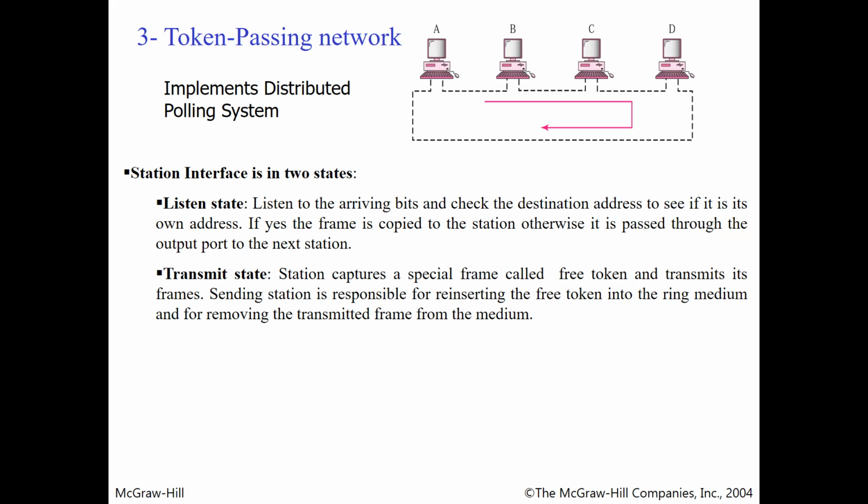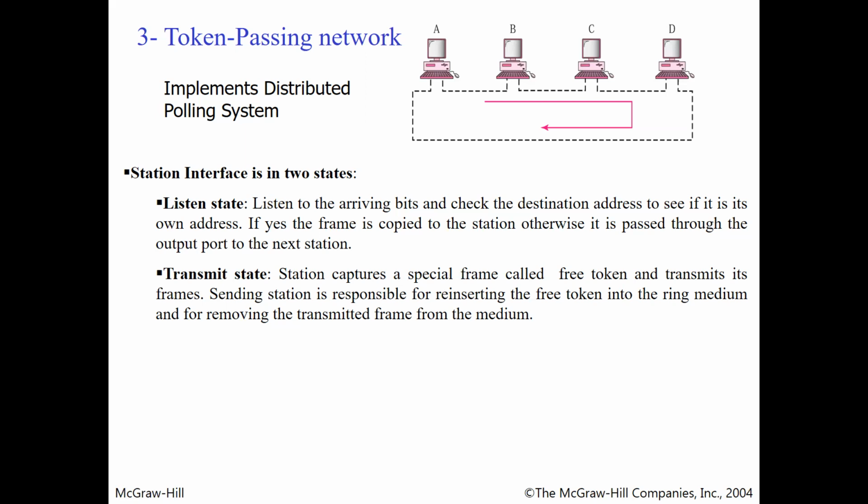So if a device is expecting data, it will keep on listening to every arriving bit, and it will check the destination address corresponding to that particular arriving frame. If the destination address is its own address, what will that station do? It will copy the incoming data. If the destination address is not its own address, it will simply pass it to the next station through its output port. Now, this is the listen state, where every device is simply listening to the media to check for any incoming frame.